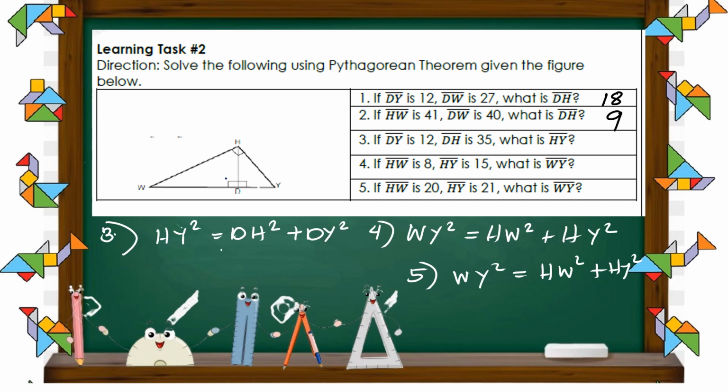Okay, let's proceed now with learning task number 3. These are problem solving.